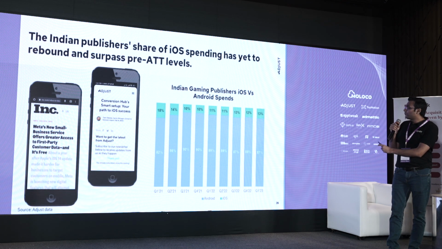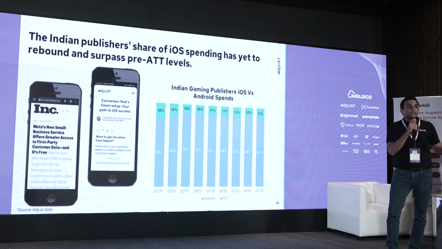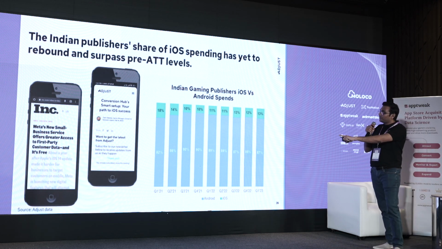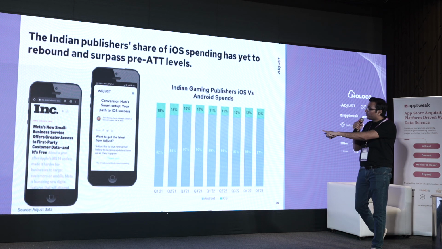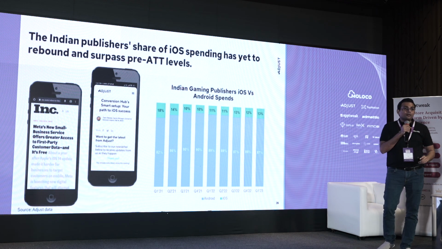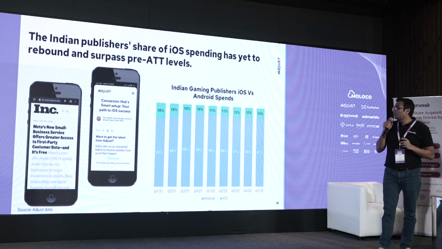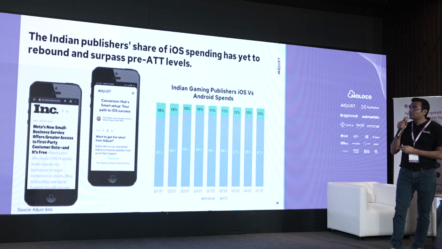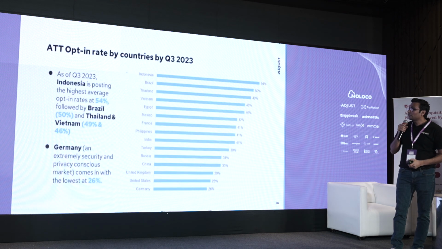But if you look at the same numbers for Indian game publishers, they have not recovered. Earlier, before ATT was released, the share of iOS spend was 18%, which has come down to 13% till now. So basically, Indian app marketers are still hesitant to run iOS campaigns, and that's where we really feel that this is a lever which is not being utilized to the fullest, and you should focus on it.